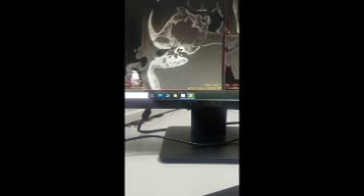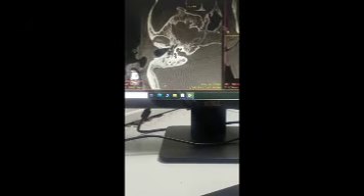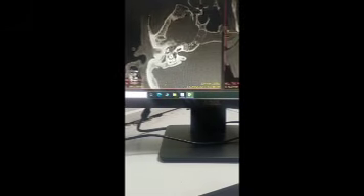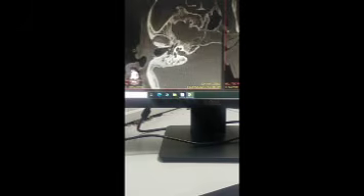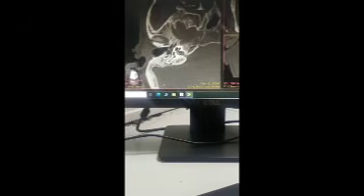I will make the view clear for you. Here you can see this is the footplate of the stapes, and that is attached to the oval window. Vestibule, lateral semicircular canal. This is the posterior semicircular canal, that canal that is coming. This is the posterior. Okay.